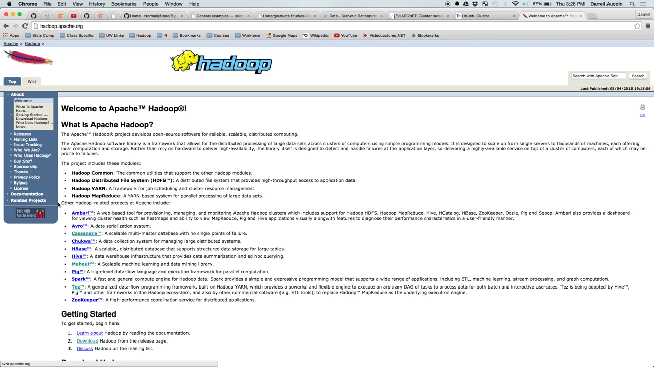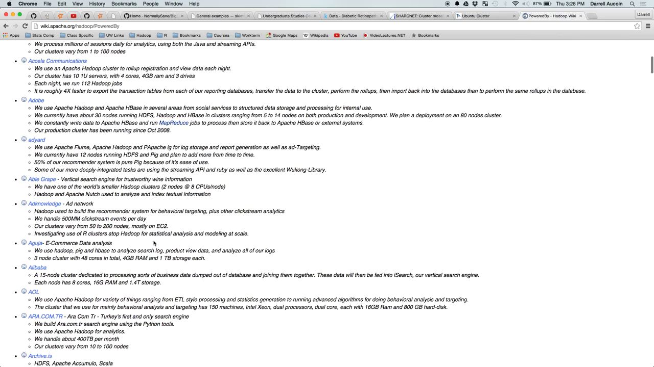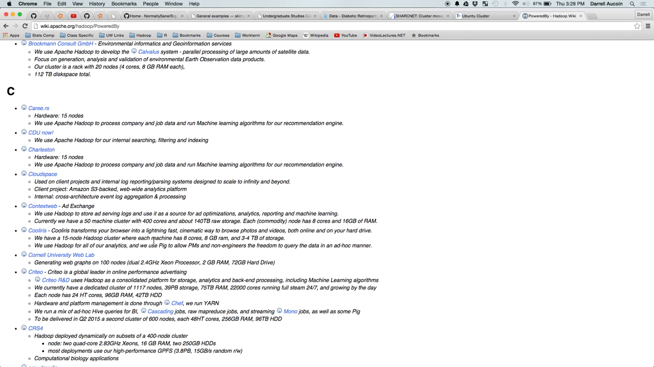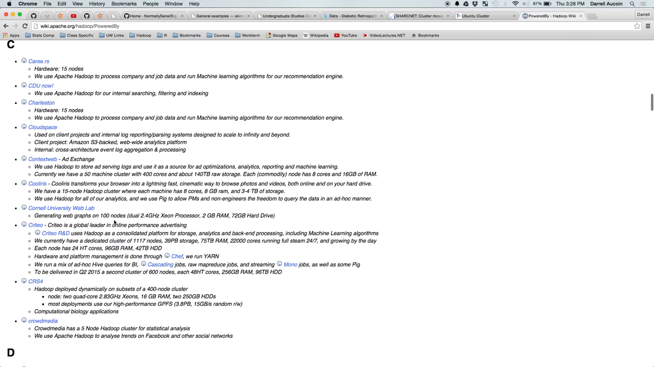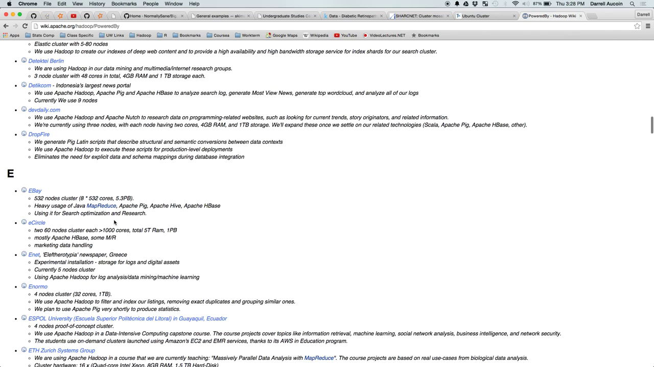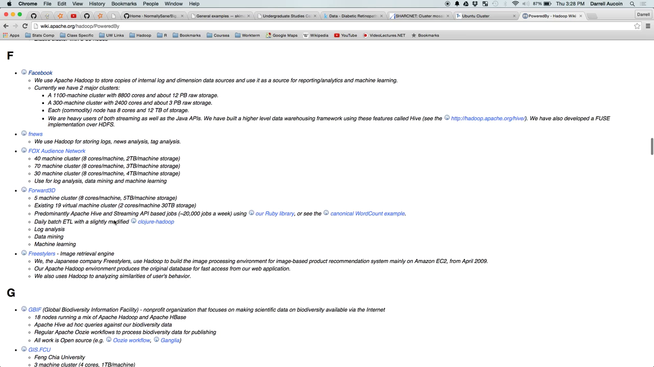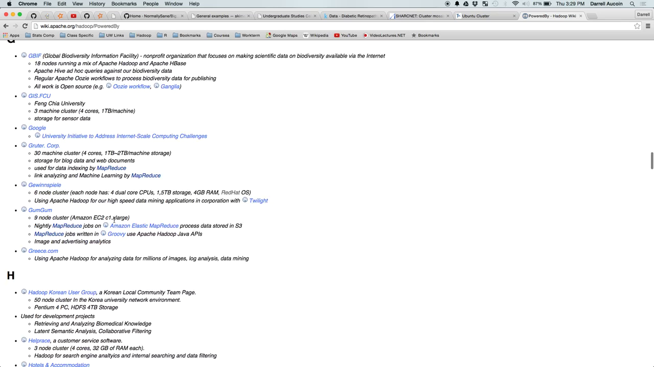So who uses Hadoop? Okay, this is the B's, going to the C's. So, yeah. Cloudspace, Cloudera, Cornell University, Datagraph. Facebook, Fox News, Audience Network, and so a lot of companies.